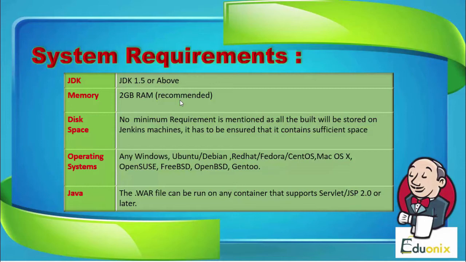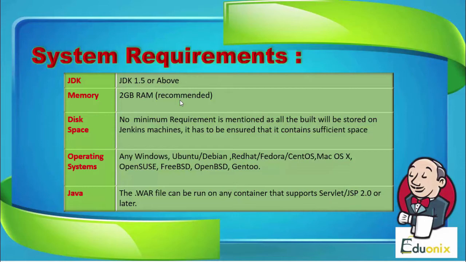Now the operating system. It is open to many operating systems, like any Windows operating system, either a server or a client operating system, that is, Microsoft-based products. On the Linux side, Ubuntu, Debian, Red Hat, Fedora, CentOS, each and every operating system supports this software. Next, Mac OS, and the open source FreeBSD, OpenBSD, and Gentoo, every operating system supports Jenkins. So Jenkins is suitable for each and every environment.